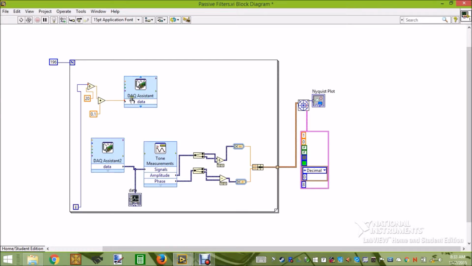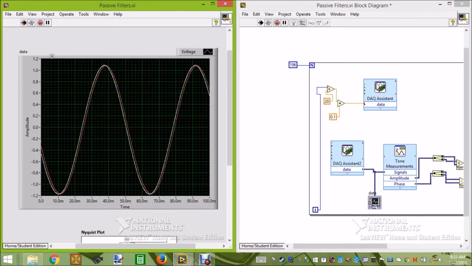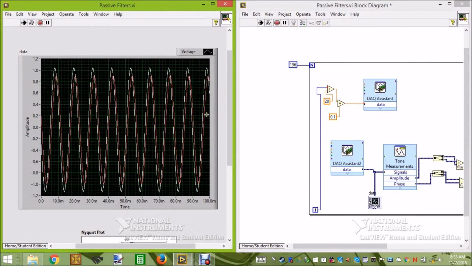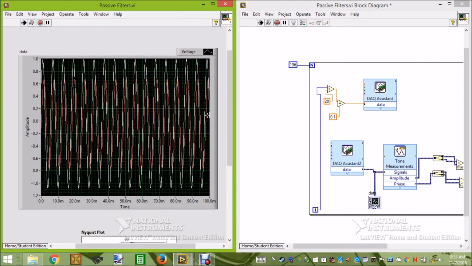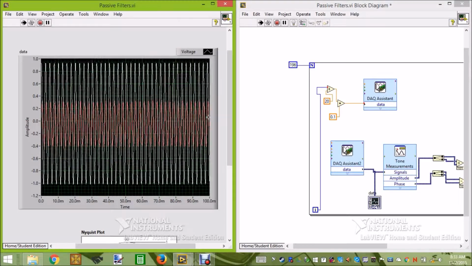The DAC assistant feeds output voltage to the function generator, which continually increases the frequency. And down here, the DAC is measuring the voltage in and the voltage out. When we run it, you'll see the white represents the V in and the red represents the V out. So you can see as the frequency increases, V out gets smaller compared to V in.